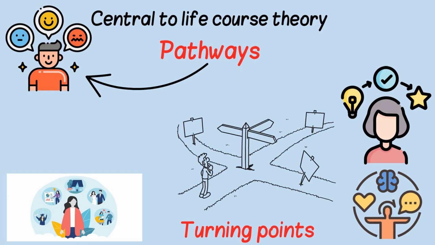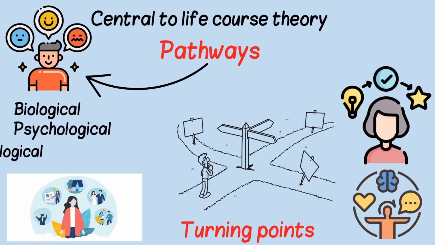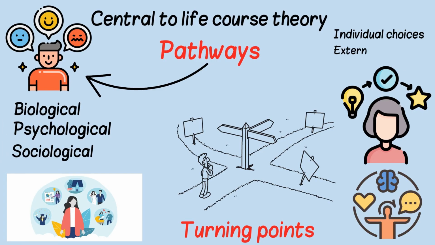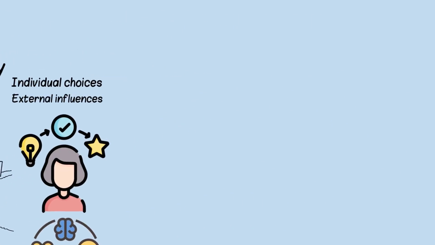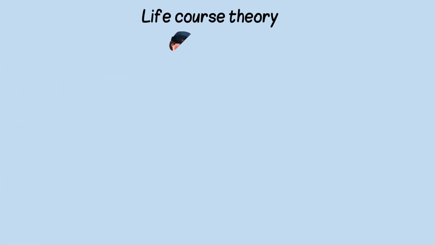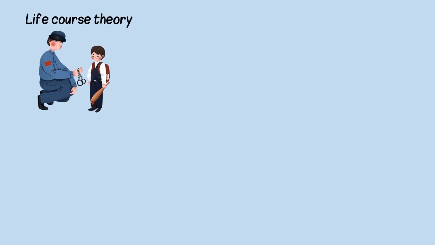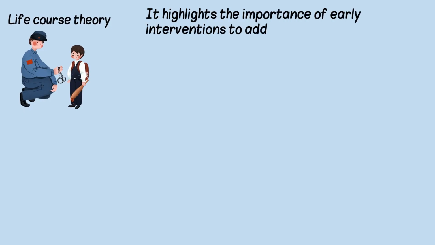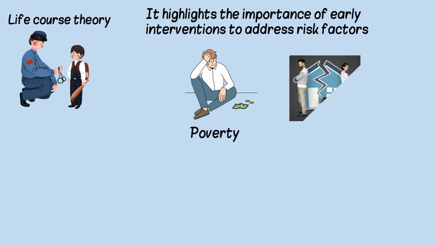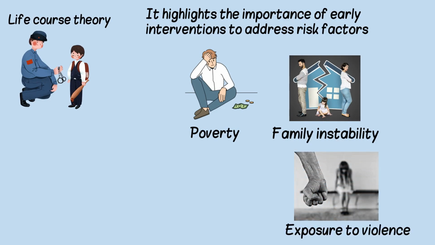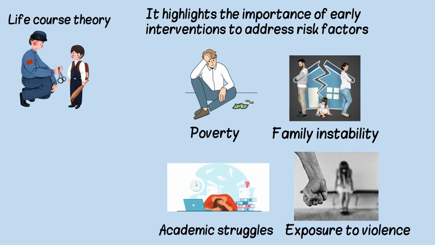The theory integrates biological, psychological, and sociological perspectives to explore how individual choices and external influences interact over time. Life course theory provides a valuable lens for understanding delinquent behavior in the context of the juvenile justice system. It highlights the importance of early interventions to address risk factors such as poverty, family instability, exposure to violence, or academic struggles that may predispose youth to criminal activities.